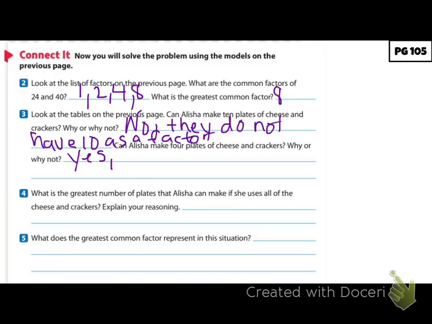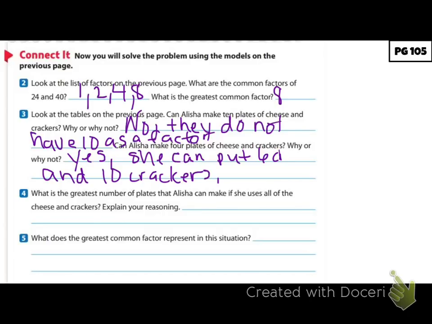So we could say yes, she can put 6 cheese, because 24 divided by 4 is 6, and 10 crackers, because 40 divided by 4 is 10.